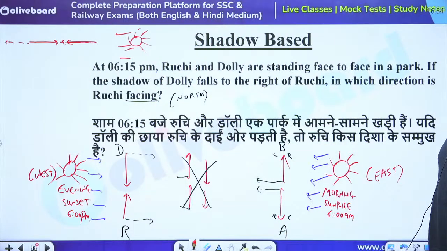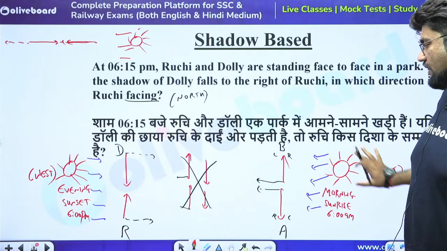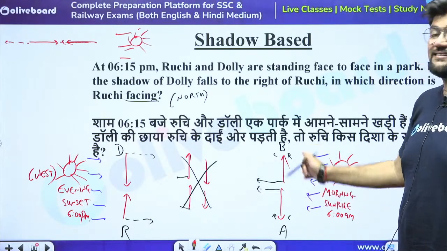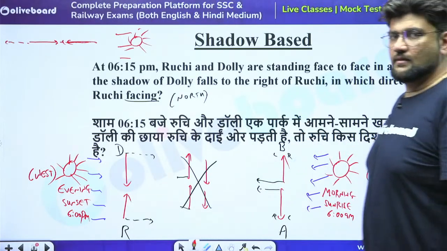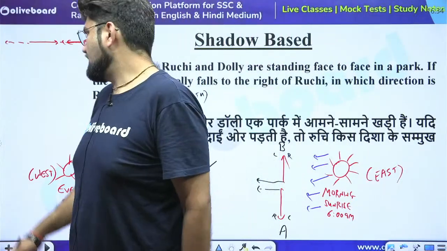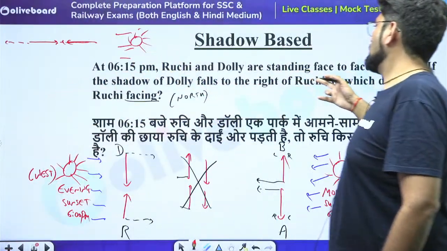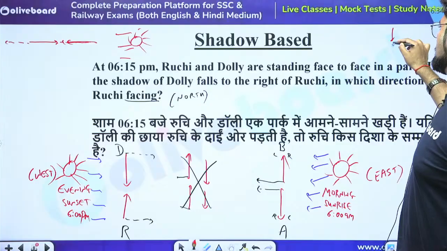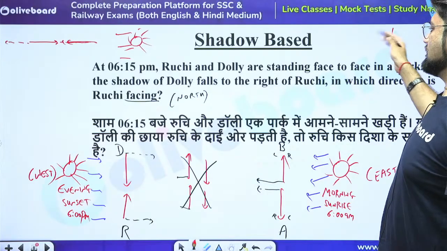Now in your examination, of course, you don't have to draw this. You don't have to draw anything. You simply have to draw this line and understand your left and right clearly. That's it. So if I draw the same question again, let's say Ruchi and Dolly are standing face to face in a park. So they are standing face to face in a park in the evening. So the sun rays are coming from here.